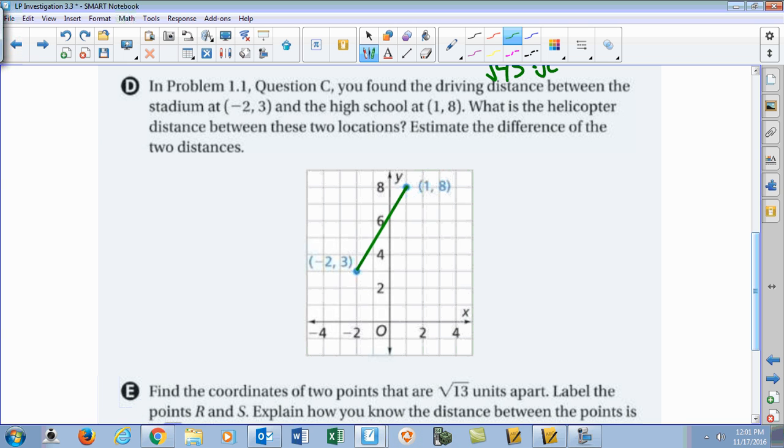Now, here, remember way back in the very first investigation we did? We had that city of Euclid map, right? And we found driving distance, and we did all that stuff, going east and west and north and south. And then we threw the helicopter thing in, and we measured it, right, to see if it was different. All right. Well, here, it says you found the driving distance between the stadium at -2.3 and 1.8. What is the helicopter distance between the two locations? So again, the green line that we draw there is the straight line that we can go there, right? So basically, it says estimate the difference of the two distances.